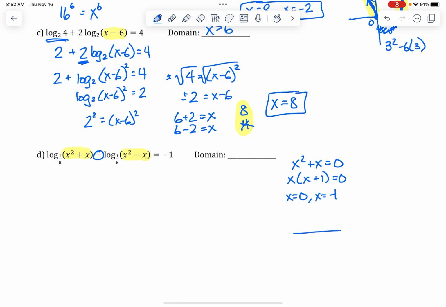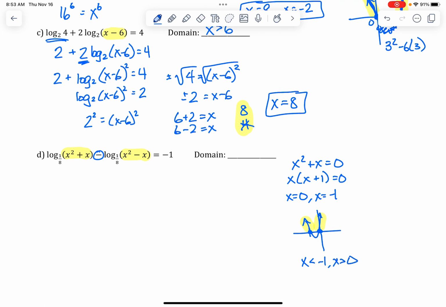So if we were to sketch a quick graph of that, we have a root at 0 and a root at negative 1. And again, it's a positive quadratic, so your graph is going to look something like that. All right? Again, we want where those graphs are above the x-axis. So where is it positive? In this case, x has to be less than negative 1 or greater than 0.